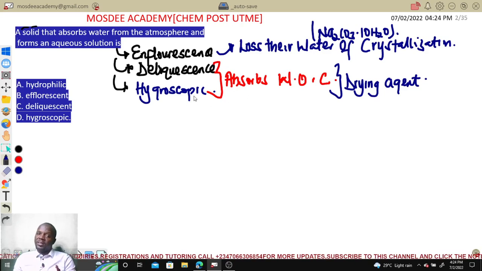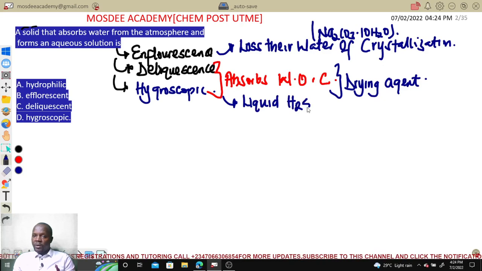Most hygroscopic substances are preferred to the deliquescent. So one thing we need to keep in mind here is that hygroscopic substances absorb water that is not enough to form a solution. So hygroscopic substances basically don't form a solution when they are exposed to the atmosphere. A very good example is liquid H2SO4, sulfuric acid, a very good example of a hygroscopic substance, whereas the deliquescent absorb water and form an aqueous solution. It's a basic question which you might have studied before too.